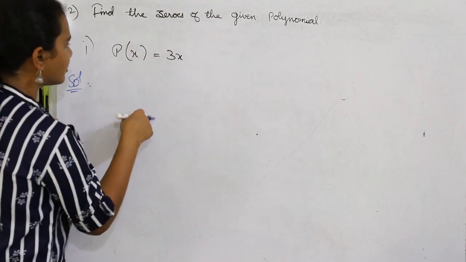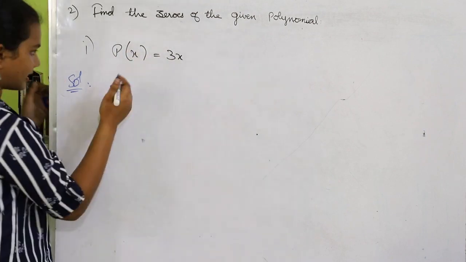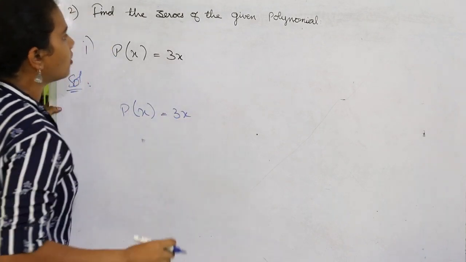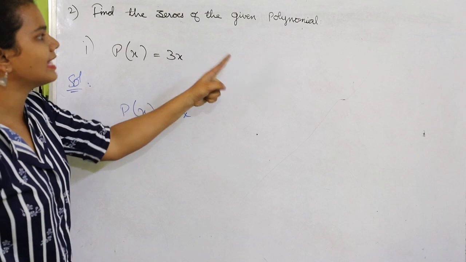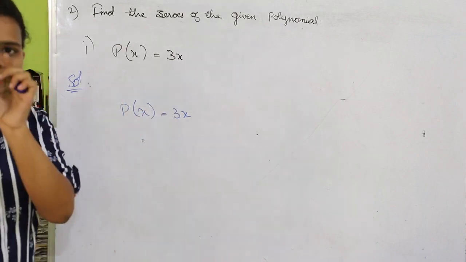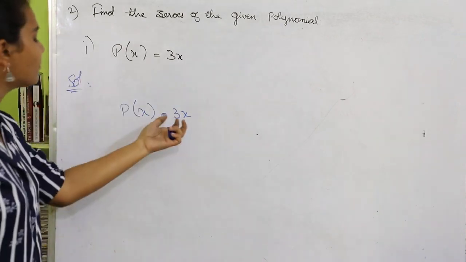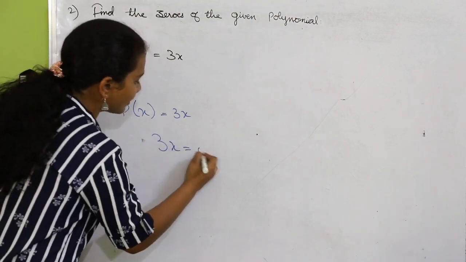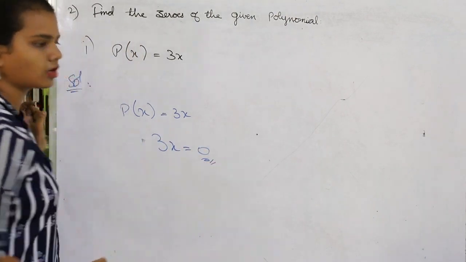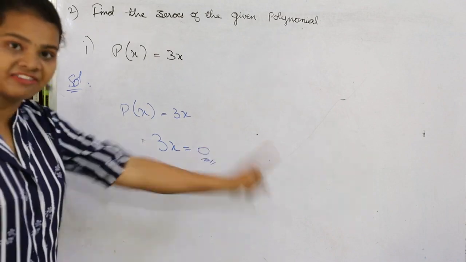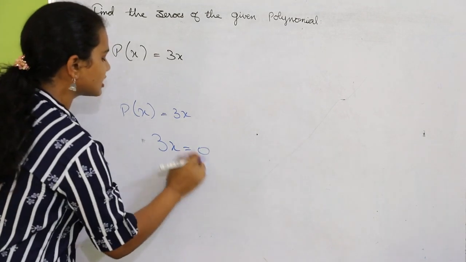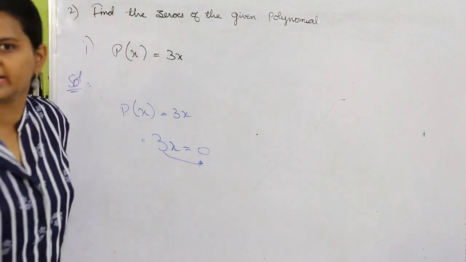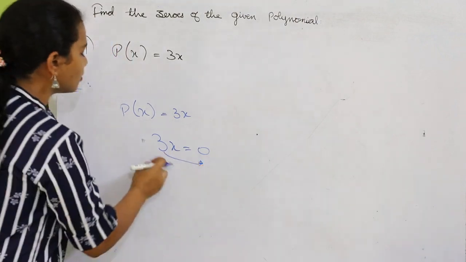Let's do this term first. When p of x equals 3x, while finding the zeros of a polynomial, guys, remember to definitely equate the given polynomial with 0. So 3x equals 0. Now what happens with 3x equals 0? You transpose this 3 to the other side. I need the x value. So what you do? Transpose.